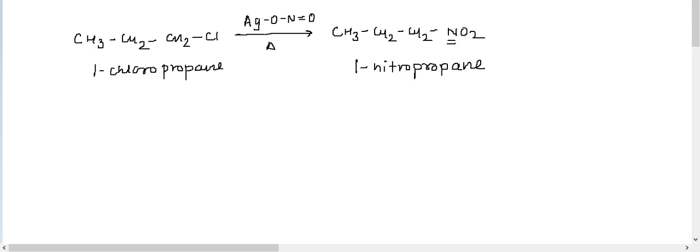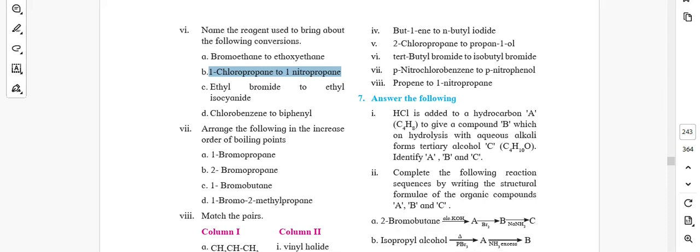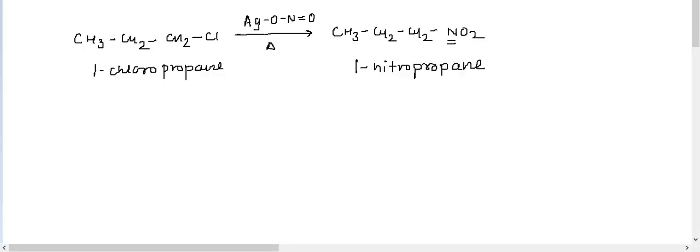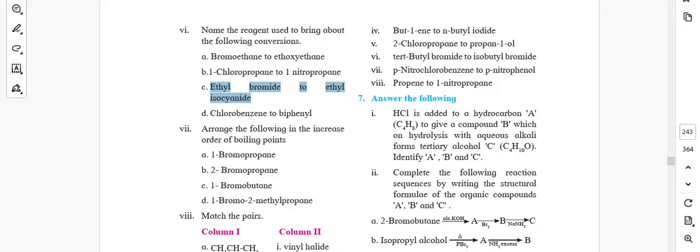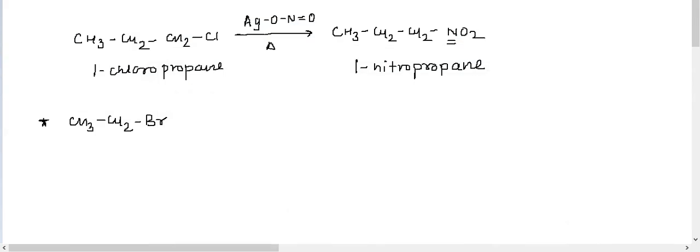So 1-chloropropane can be converted to 1-nitropropane when we treat it with silver nitrite. Now let's see the next problem. Ethyl bromide to ethyl isocyanide. Okay, ethyl bromide. Now let's draw the structure. Ethyl bromide is what? CH3CH2Br, and we have to convert that into ethyl isocyanide.